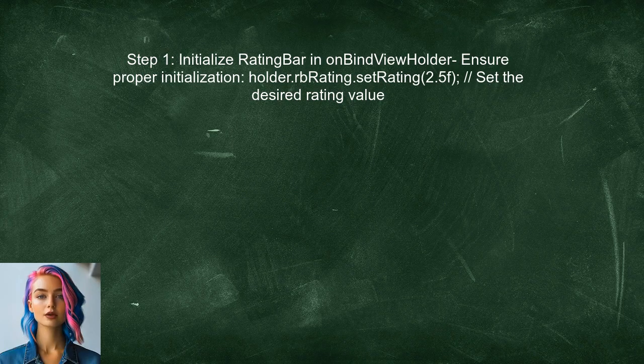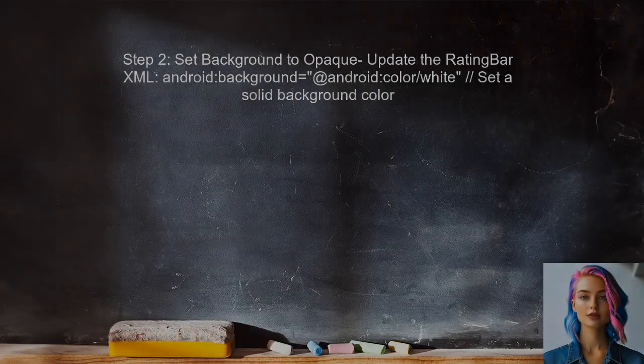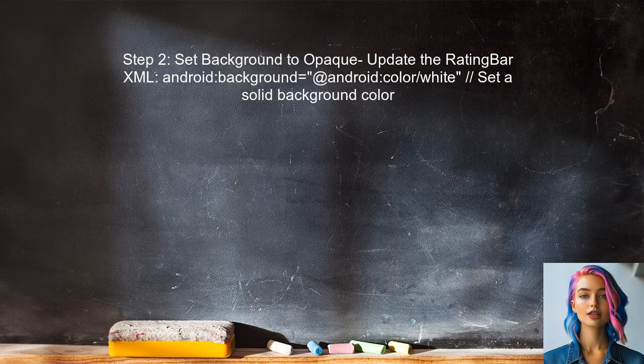future. To address the issue with the rating bar appearing semi-transparent, the user should first ensure that the rating bar is properly initialized in the onBindViewHolder method. This can help in refreshing the view when it is recycled. Next, the user should consider setting the background of the rating bar to fully opaque. This can prevent any transparency issues that might arise from the parent layout.